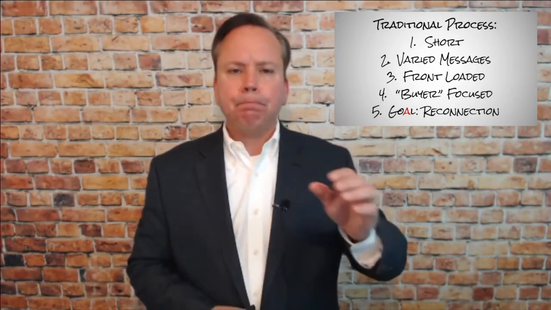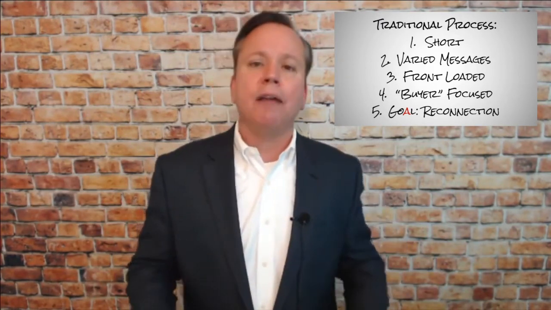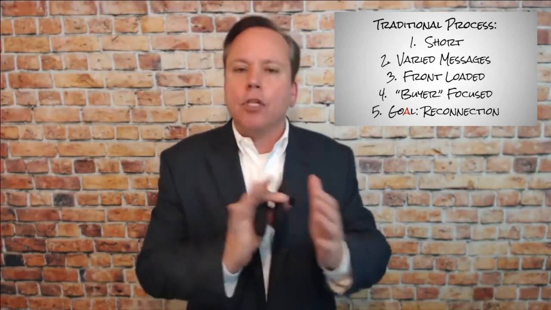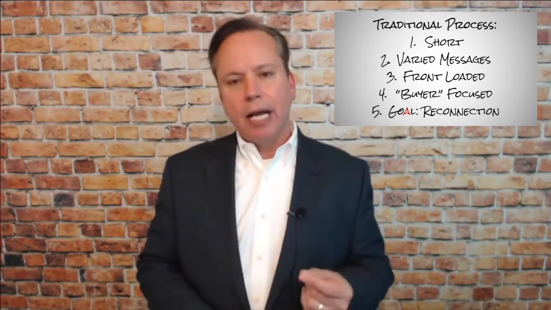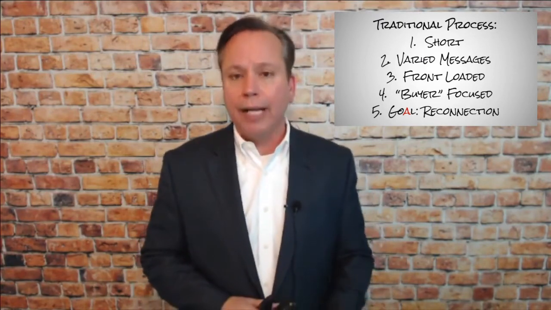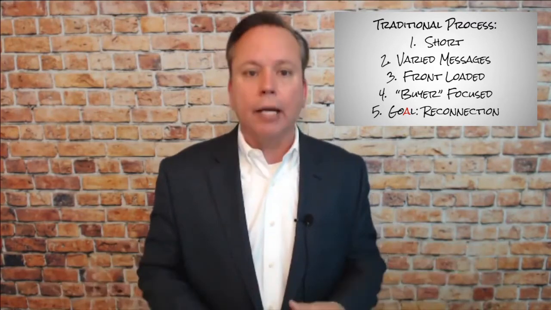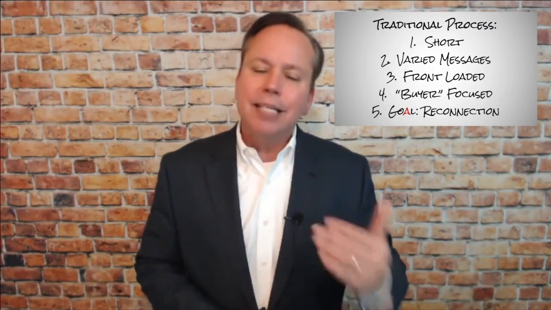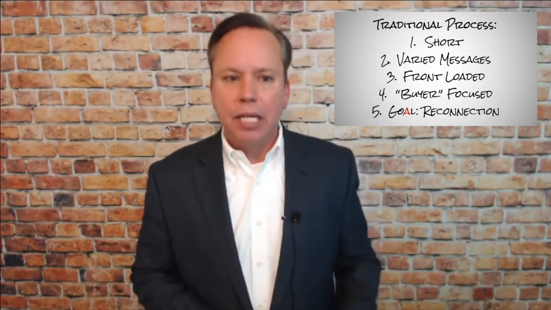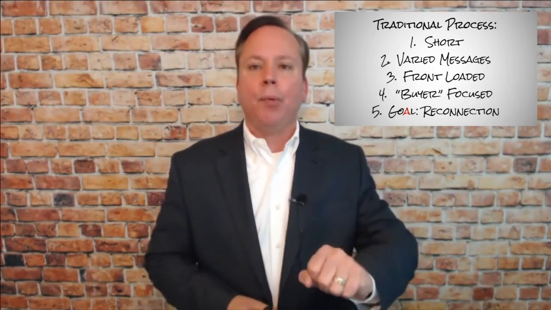All right, what else is in the traditional process? Well, it's short, right? It's 45 days max. We're going to vary the messages. It's front-loaded. 13 of the 21 activities are in the first 7 days. It's focused on treating the customer like a buyer. So be aggressive about this. They submitted an order, right? They're ready to buy. It has a single goal of a reconnection, or the most overriding goal. And also, make the CRM do the heavy lifting when it comes to emails. Use templates, okay?